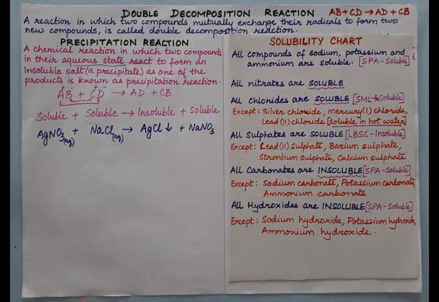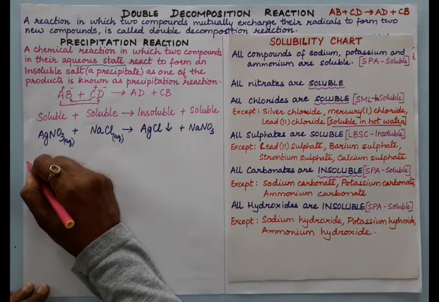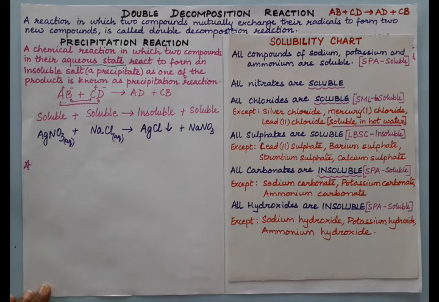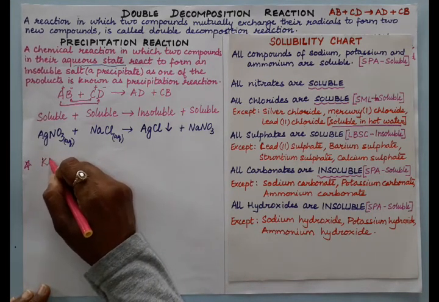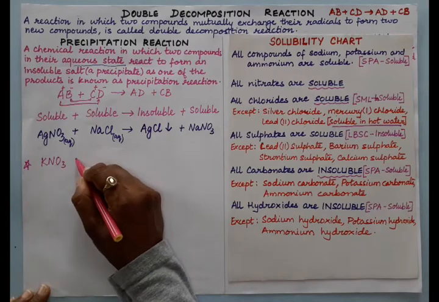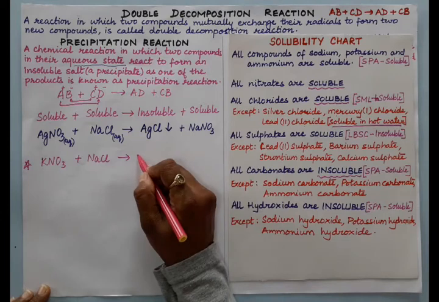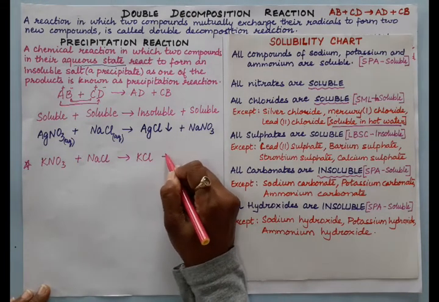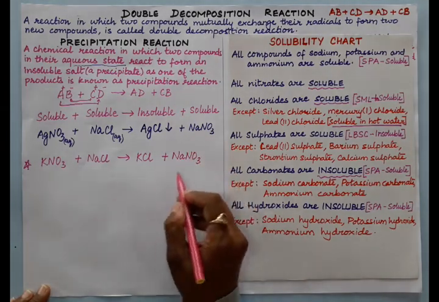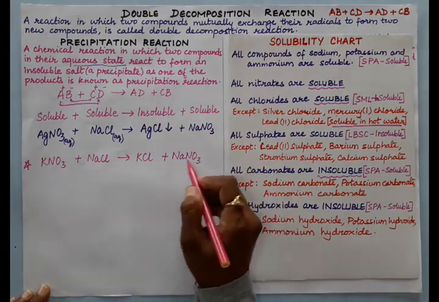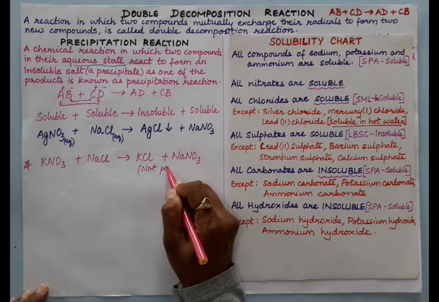Now we have to also understand this thing. See here, two soluble reactants and two products in the soluble state, it is a no reaction, meaning the reaction cannot be possible. Suppose we take potassium nitrate and sodium chloride. Now when you exchange this, we are getting this. Is this reaction possible? This reaction is not possible, meaning we don't get a product, so not possible. Why don't we get a product?